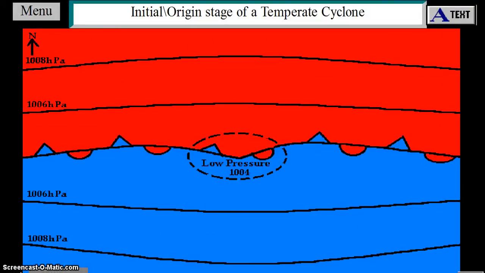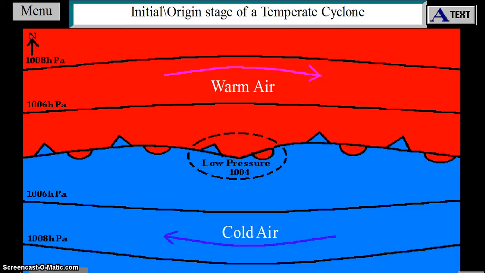The initial or origin stage of a temperate or mid-latitude cyclone. The frontal surface is disturbed by an acceleration of one of the two air masses. The disturbance is caused by a disturbance in the westerly wind belts. The disturbance in the westerly wind belts can be caused by the shape of a coastline, mountain ranges, or the contrast between land and sea temperatures.